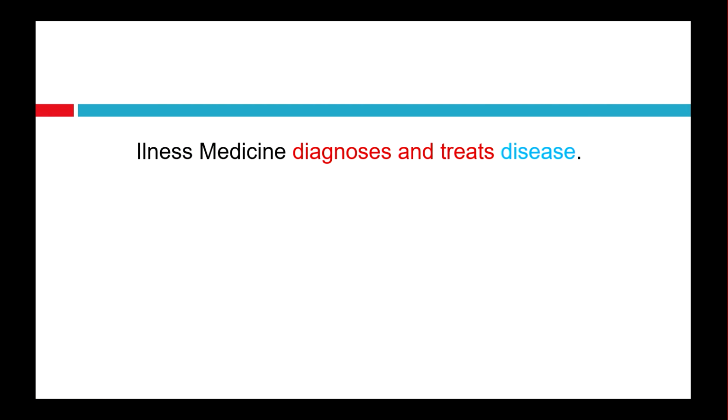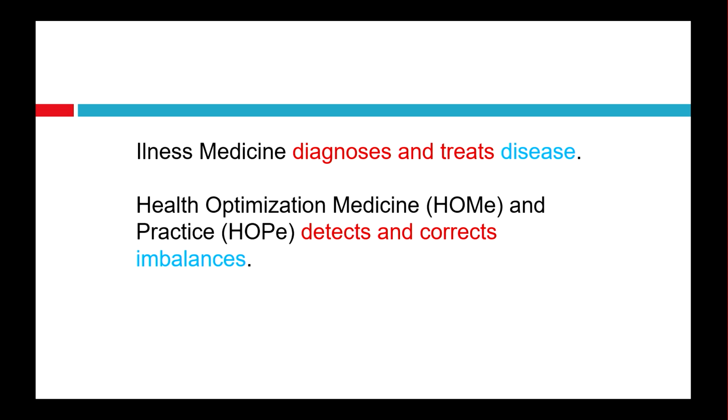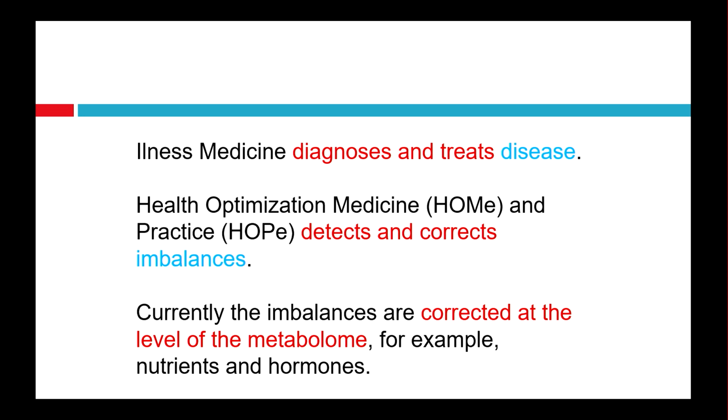So illness medicine diagnoses and treats disease. Health optimization medicine, home and health optimization practice, HOPE, detects and corrects imbalances. Currently, the imbalances are corrected at the level of the metabolome, for example, nutrients and hormones. But that doesn't preclude us from testing anything else smaller than the metabolome when the technology comes. I've been asked before, what if you want to detect things at the subtle energy level? Sure, give me a diagnostic device that actually works. And then we could probably start using it at that particular level.